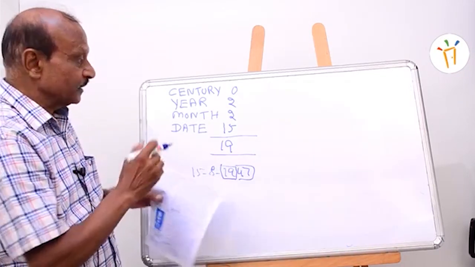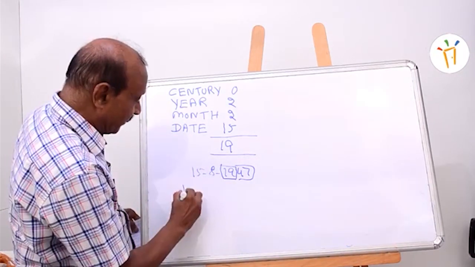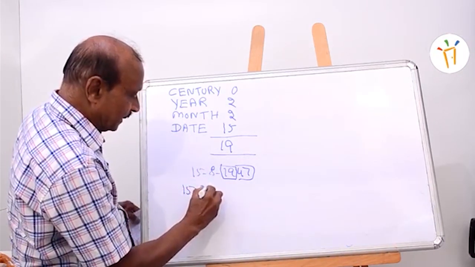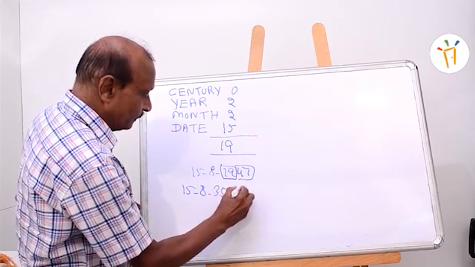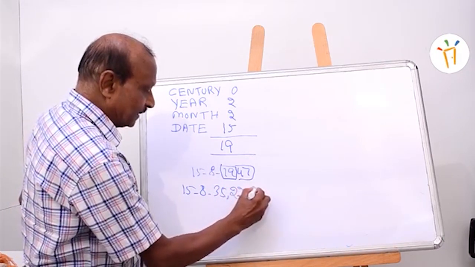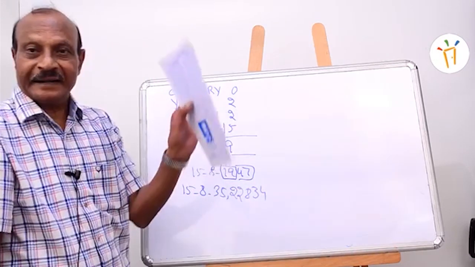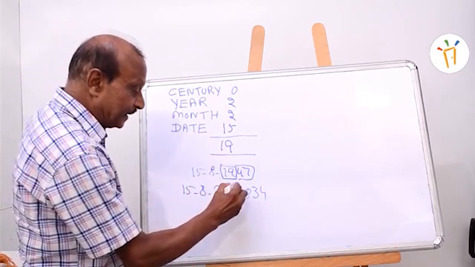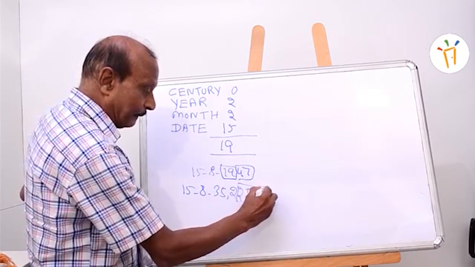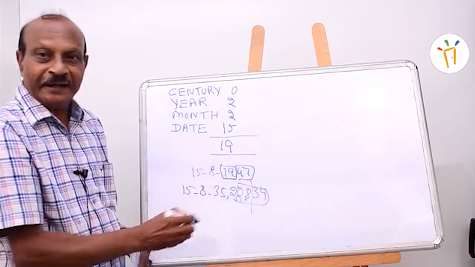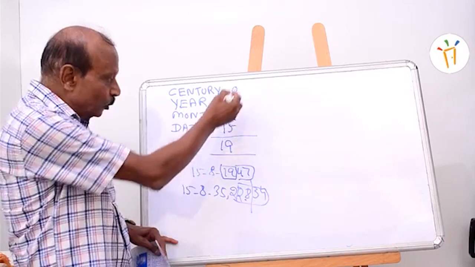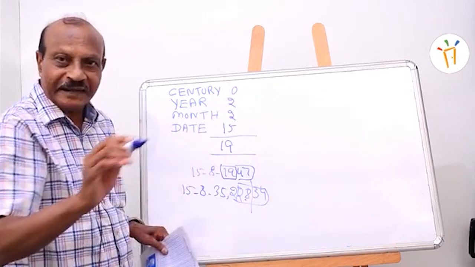Suppose you want to see the Independence Day for 35 lakhs 22,834, for example. How to see from this calendar? Then take only the last 4 digits, 2834. Take 28 as century, 34 as year. So do like this only. You will get the day of the week.